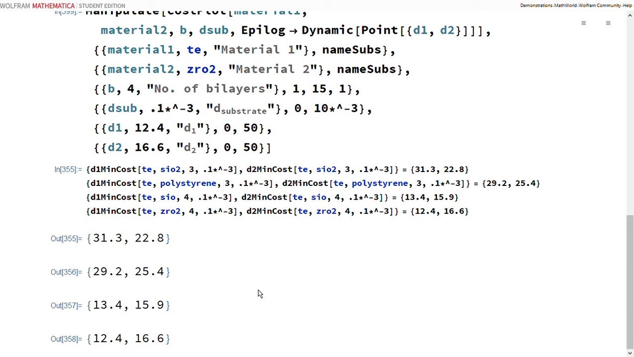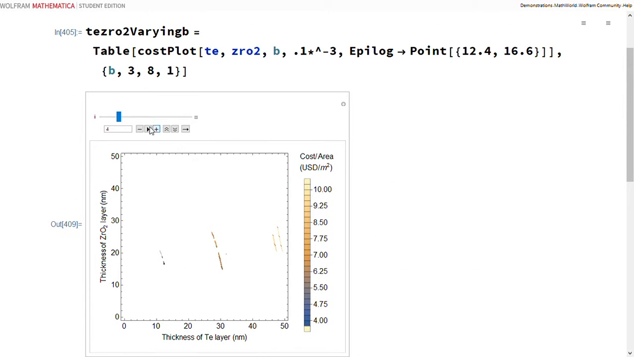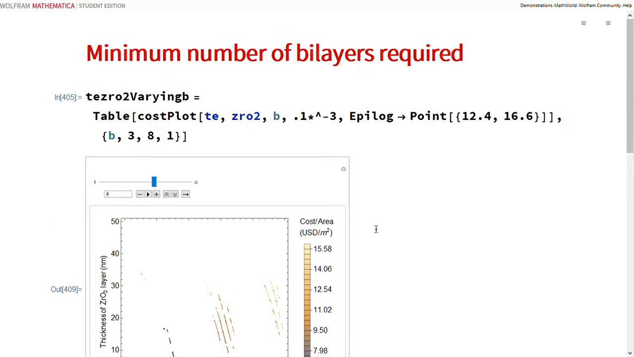The 4 sets of values here are the thicknesses found for combinations with tellurium and another material. And you can also see as you step up the number of layers, there is a little bit more freedom in which combinations of thicknesses will be effective for this purpose, which makes sense. But it also increases the cost per area because of the greater total thickness.